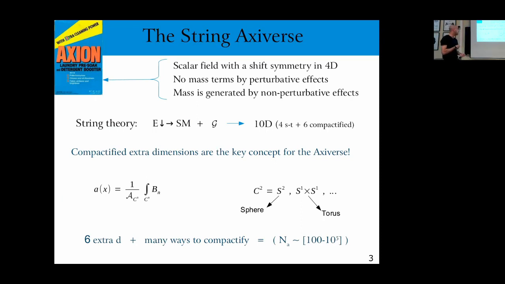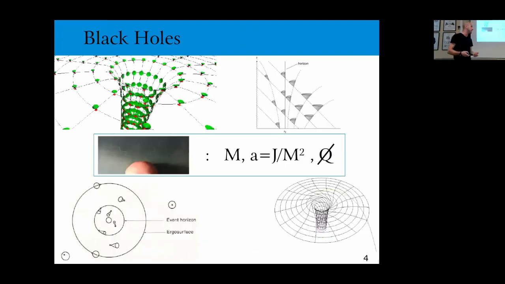And here are some examples. If we consider, for example, just a two-form, it is possible to have many different ways to compactify it. And since we have six extra dimensions in string theory, plus many ways to compactify them, the number of these particles can be very, very high, spanning from hundreds to thousands and thousands. If you have questions about this kind of particle, I have some backup slides about just this topic. But let's move to the next ingredient of this recipe, which are black holes.